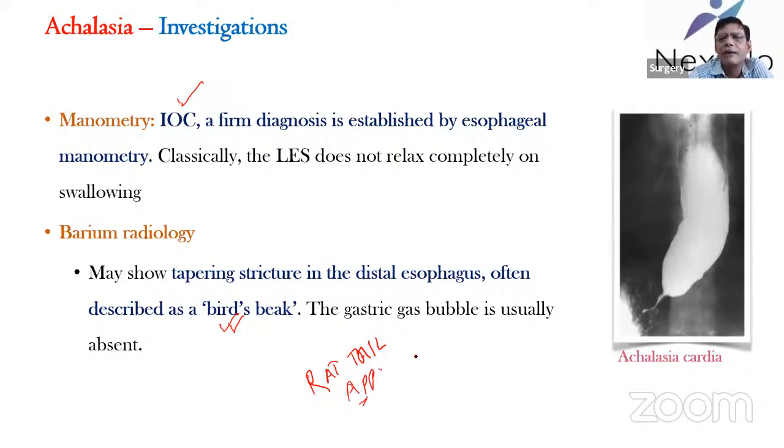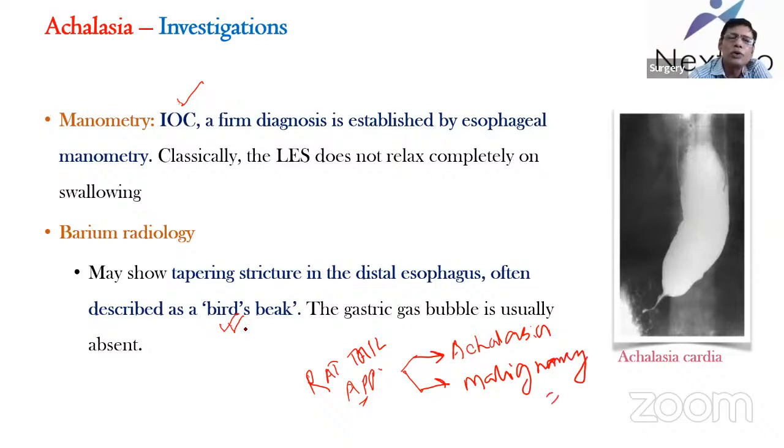Rat tail appearance. This rat tail appearance may be seen with both achalasia and malignancy. Okay. So these two are questions for us, bird's beak and rat tail. There is a specific difference between these two. Both of them may be seen with achalasia, and both of them may also be seen with malignancy.